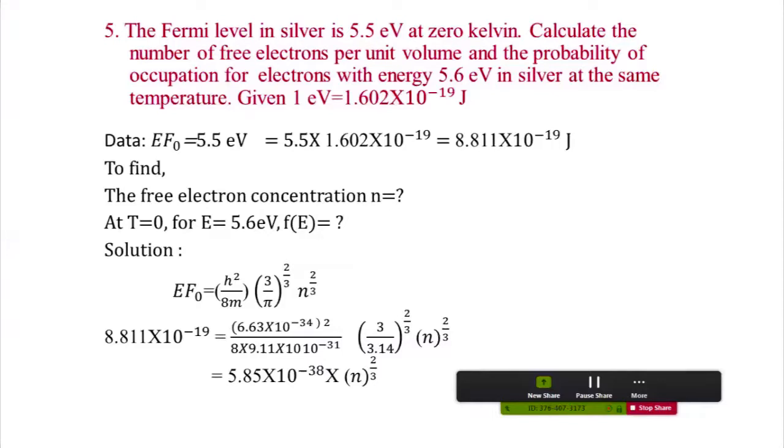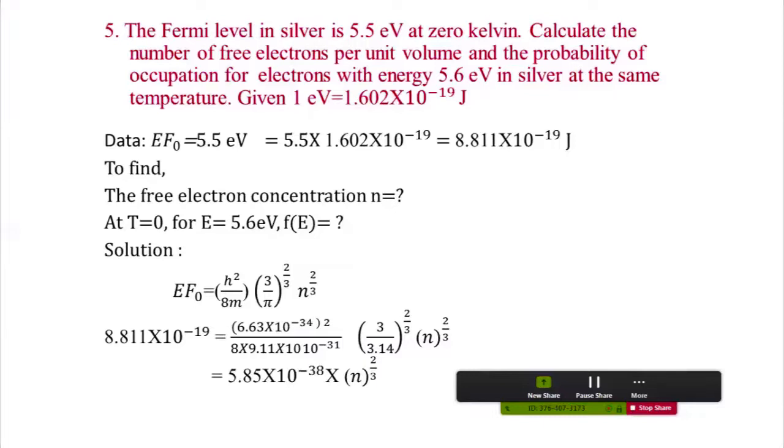EF naught means Fermi energy at 0 Kelvin. They have given it directly, that is 5.5 electron volt. We convert electron volts to joules. That is 5.5 into 1.602 into 10 to the power minus 19. If we multiply 5.5 into 1.602 into 10 to the power minus 19, we will get 8.811 into 10 to the power minus 19 joules.